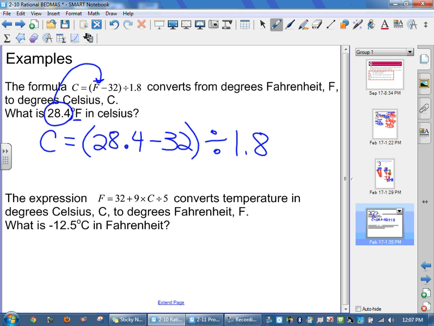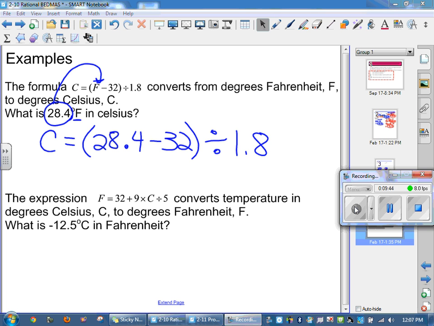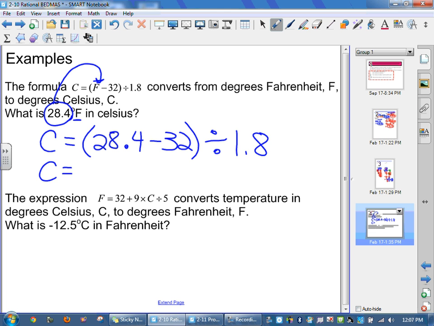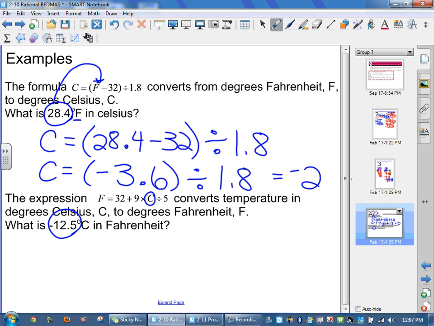Okay, we have to do brackets first. So we're going to get negative 3.6. Then we're going to divide by 1.8. When we do that, we're going to get negative 2. So that means negative 2 degrees Celsius is 28.4 Fahrenheit. Now we're going to work backwards. We're going to put the negative 12.5 where the C is and do BEDMAS to find the Fahrenheit scale. Okay? So we're going to have 32 plus 9 times, we put our negative 12.5, divide by 5. Okay, give that a try.